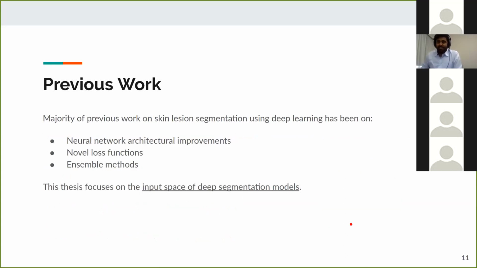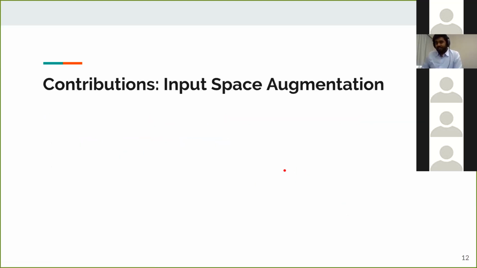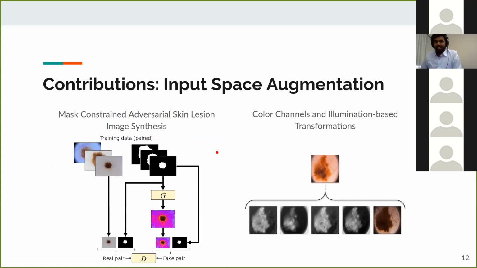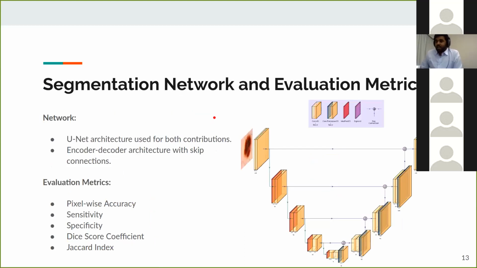As we present in our thesis, a brief literature survey of skin lesion segmentation using deep learning, we show that most of the work has focused around 3 major areas, that is architectural improvements of deep neural networks, new loss functions, and ensemble methods. However, in this thesis, we focus on the input space of deep segmentation models. In particular, we make contributions towards augmenting the input space using skin lesion synthesis, as well as color channels and illumination-based transformations. For both the contributions in this thesis, we use this U-Net architecture for evaluating the methods.